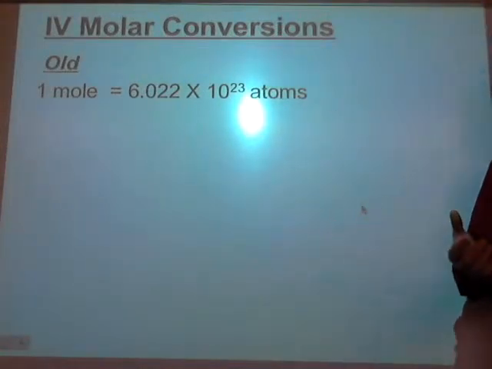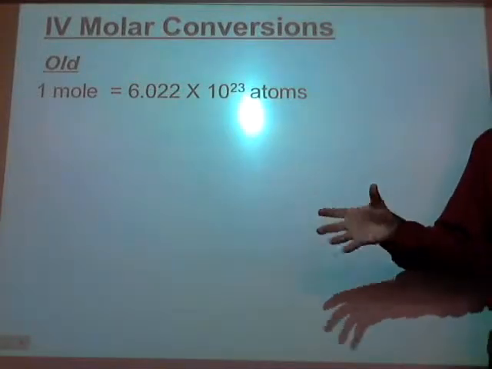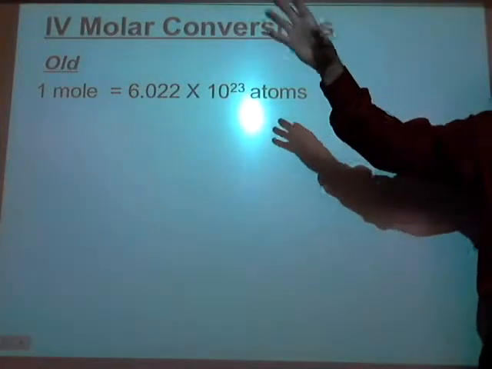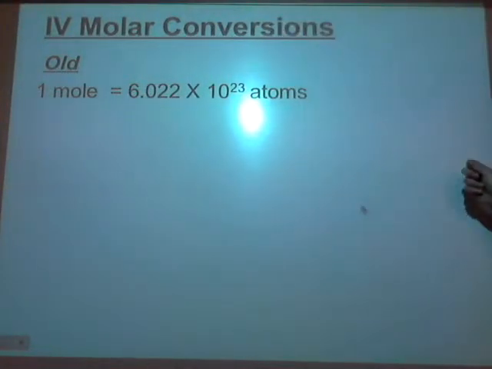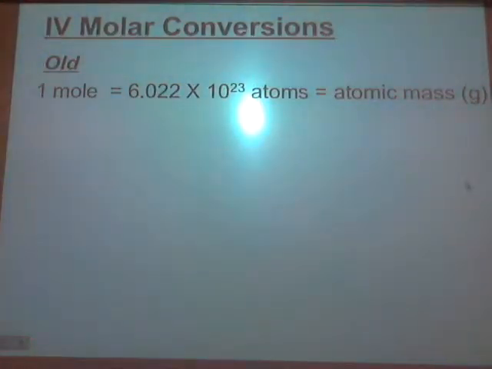I explained why. I tried to. It probably wasn't completely clear with you. But if you wanted to know why, you can go back and look at that. But that's how many atoms are in a mole, the atomic mass in grams of a particular element. So if I have the atomic mass, that also equals that, right?